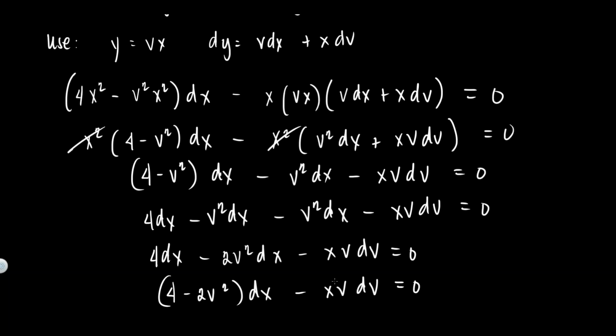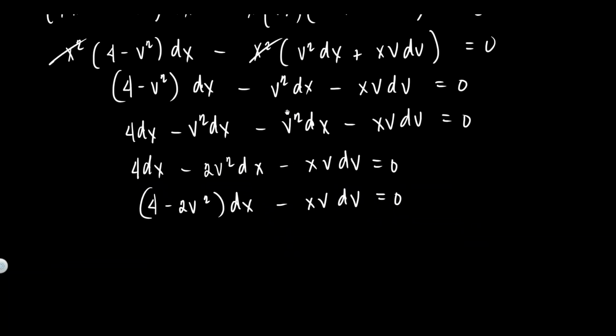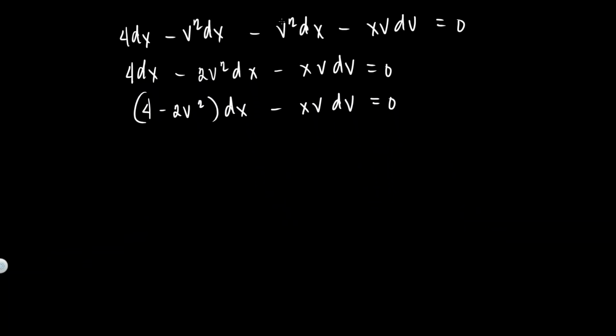Okay, so what we will do next is to separate the variables. So we have dx over x minus v dv over 4 minus 2v squared equals 0. So we know the next step is to integrate. That's our favorite. So we have here ln of x minus, can this also be ln?